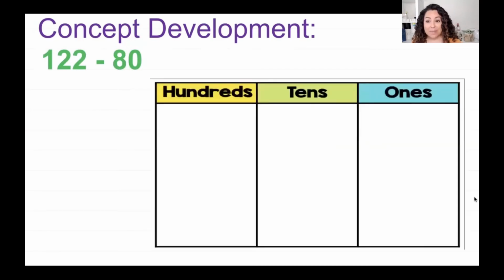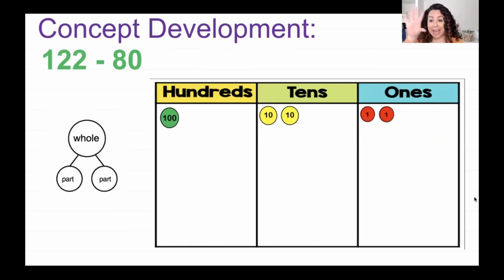Okay, so let's go ahead and get started with our concept today. So we're starting off with this problem, 122 take away 80, and we're going to need a place value mat. Now the first thing we're going to do is we're going to create our number, 122. 100, 2 tens, and 2 ones. Now remember, when we are subtracting, we don't make the other number below, like when we add, because remember, we have the whole and we're taking away a part.